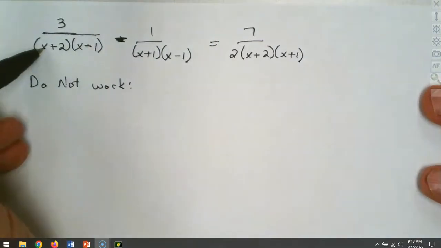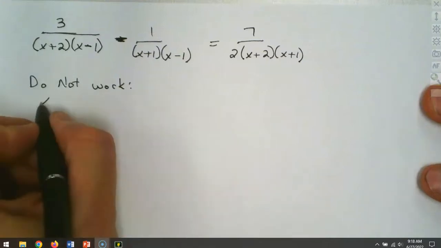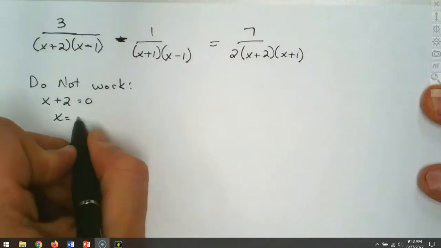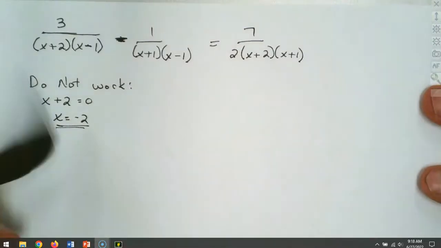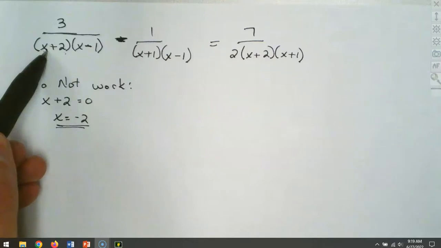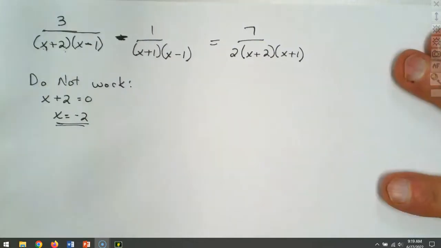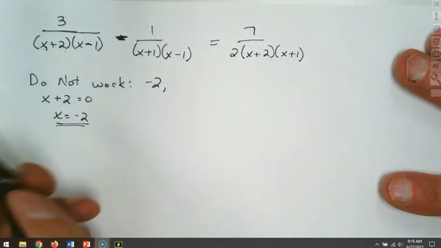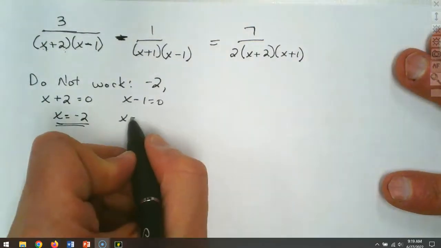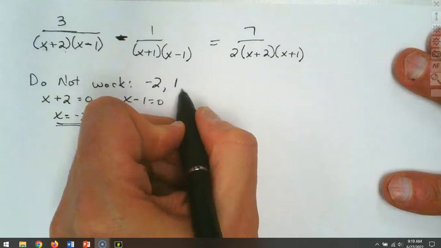If I look at my first one, what numbers don't work? What would give me 0 here? If I look at x plus 2 equals 0, that tells me x equals what? Negative 2. If I plug a negative 2 in here, minus 2 plus 2, what does that give you? 0. We can't have that. So one number that doesn't work is negative 2. What's another number that doesn't work? Well, x minus 1 equals 0. So what number's not going to work? Positive 1 doesn't work.